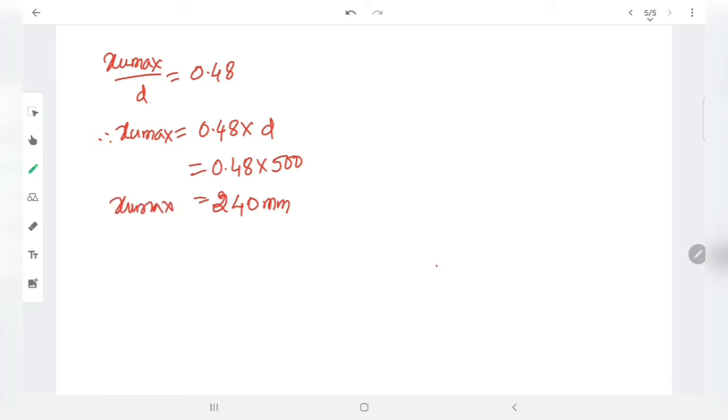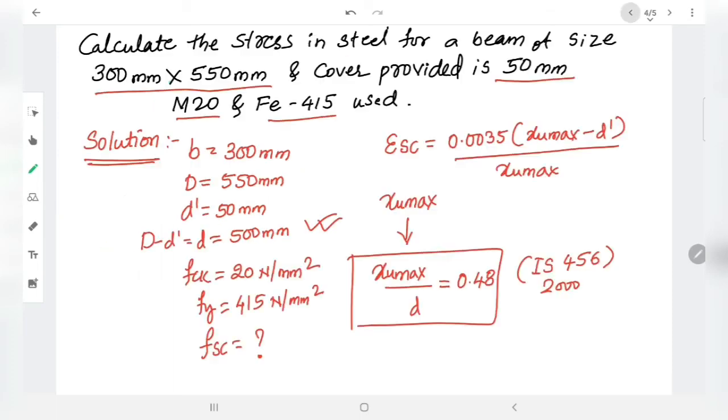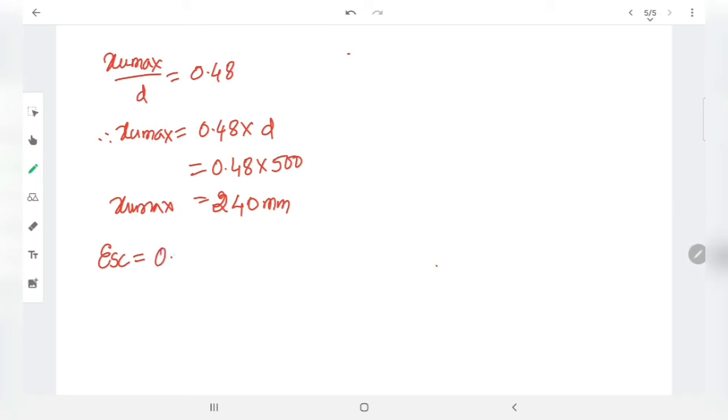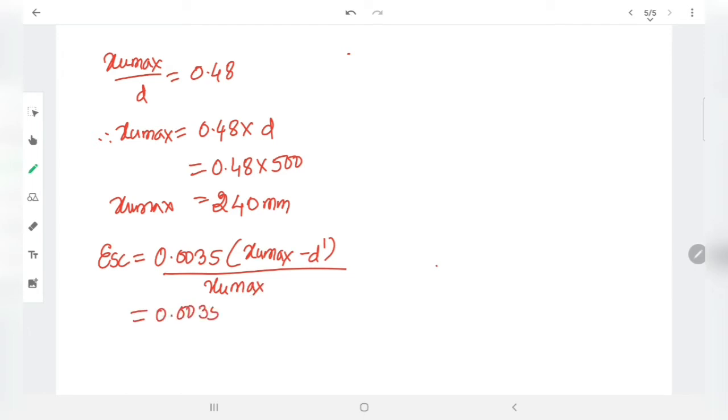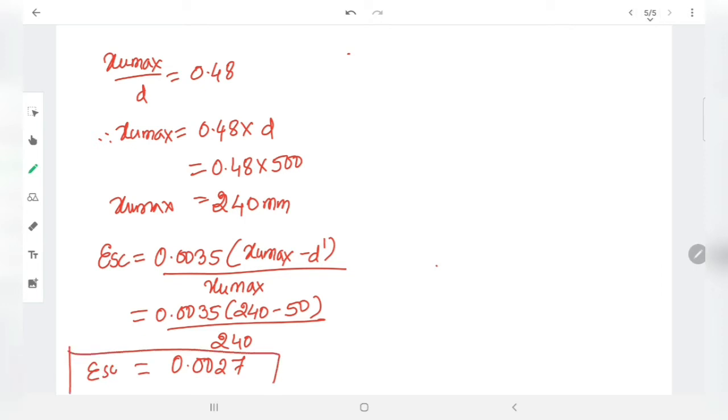When you get the value of XU max, easily you can find the value of epsilon SC. Epsilon SC is equal to how much? What is the equation for epsilon SC? That is 0.0035 into bracket XU max minus D dash divided by XU max. This is equal to 0.0035 into 240 minus 50 divided by 240. When you solve this, you will get the value of epsilon SC as 0.0027.